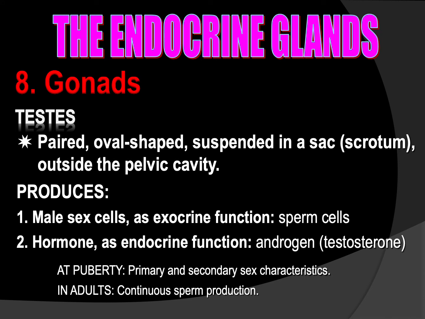What are the functions of the androgen at puberty? Again, primary and secondary sex characteristics. So, yung reproductive organs ng lalaki nag-grow at nagmamature. Yung secondary sex characteristics naman, ito yung physical body changes na nararanasan at puberty. In adults, there is continuous sperm production.